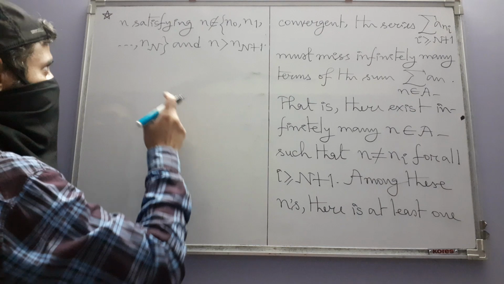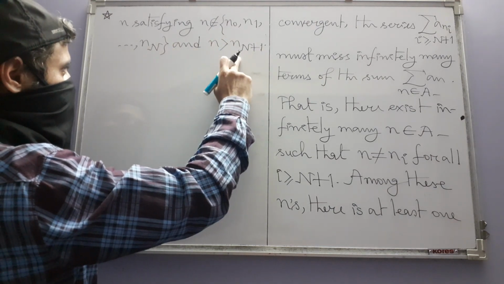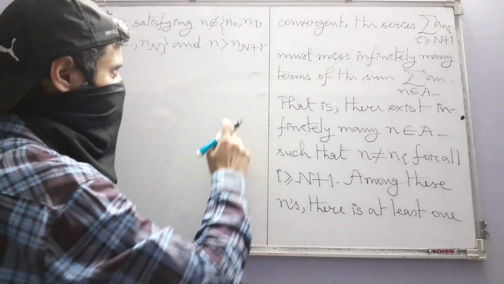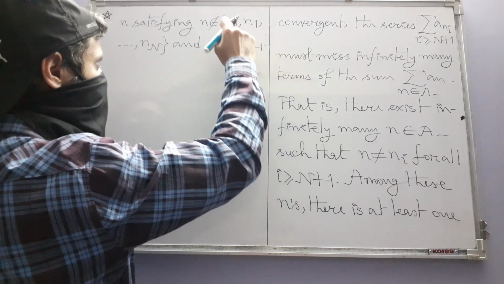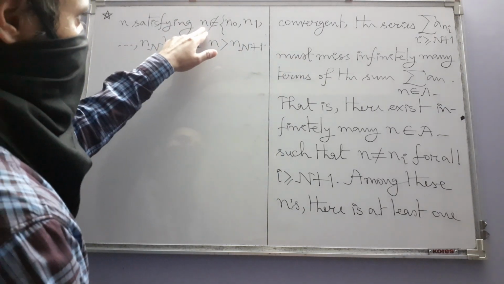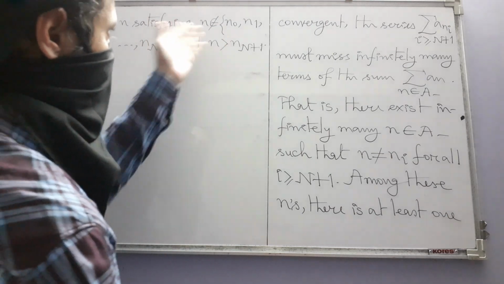But at the same time, the other n's that come, I should not say before, but in the sequence n_j, they appear before n plus 1, that is n_0, n_1, all these things. So you should also be able to choose one such n which is also none of these things.